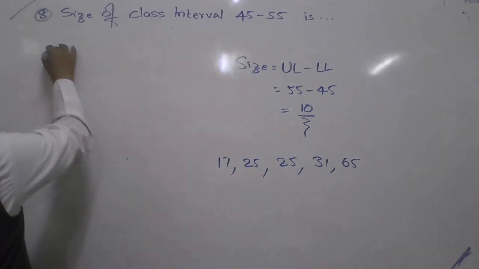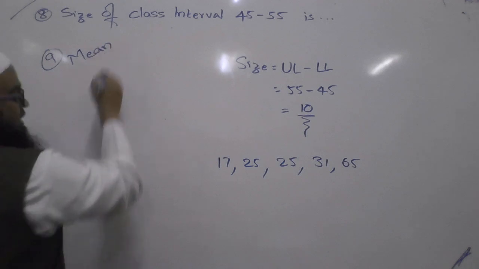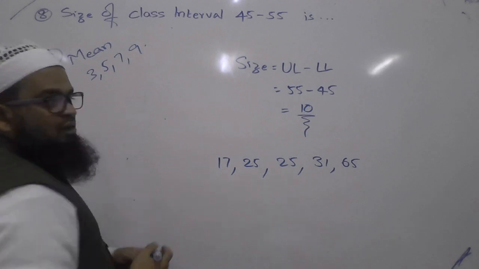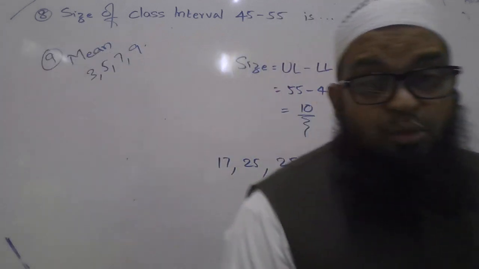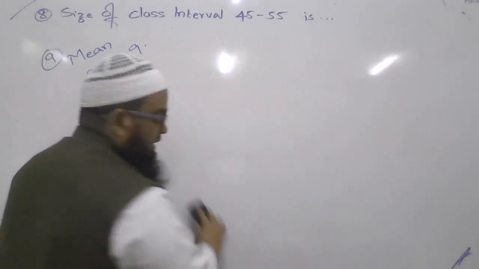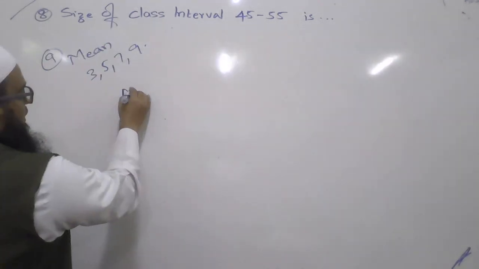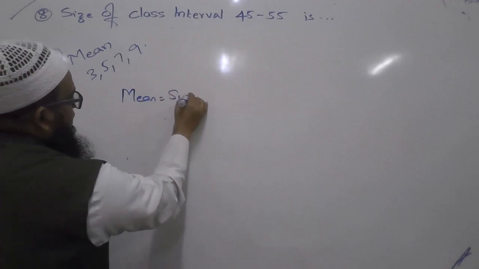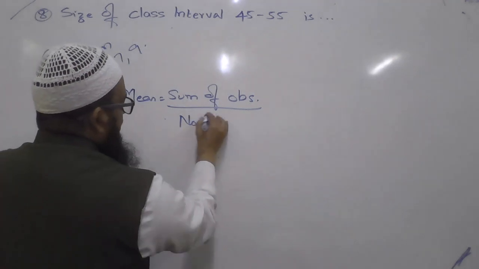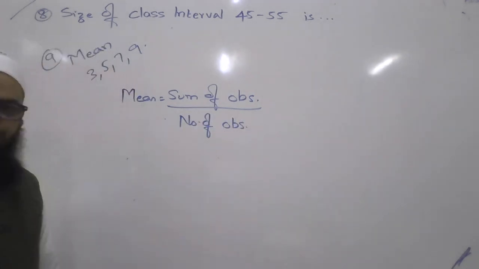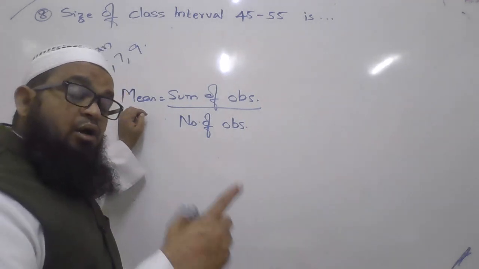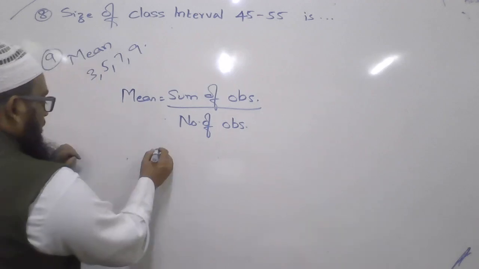The ninth question is, you have to find the mean of 3, 5, 7, 9. So what is mean, my dear students? Mean, we have studied it as average. And how will you find average? The formula for mean is equal to sum of observations divided by total number of observations. Mean is called the arithmetic mean as well, and also we call it average.